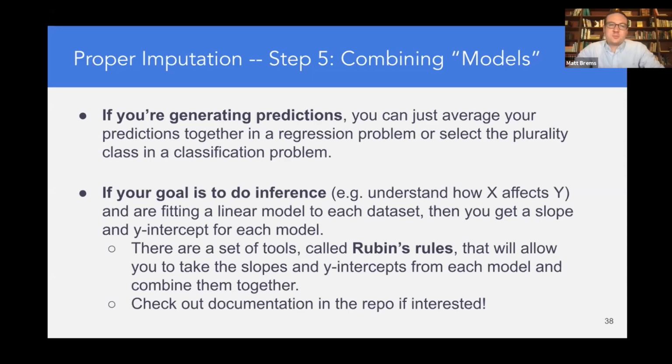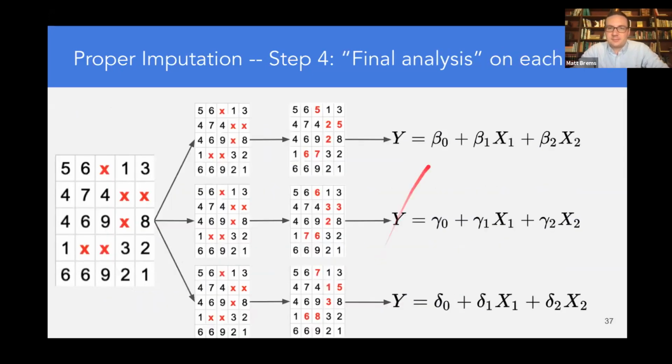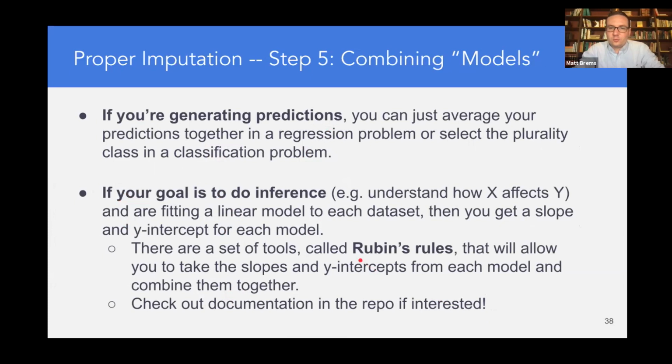If your goal isn't to do predictions, but your goal is to do inference, understanding how X affects Y, there's a set of rules, and I've got documentation and links in the repository for this. There are tools called Rubin's rules that will allow you to combine, I'm going to go back to the previous slide, slopes and y-intercepts. So you've got beta naught, gamma naught, and delta naught as 3 different y-intercepts here. Rubin's rules will tell you how to aggregate those together to be able to get a confidence interval for each of those estimates. Same with the different slopes in your model. Again, they're called Rubin's rules.